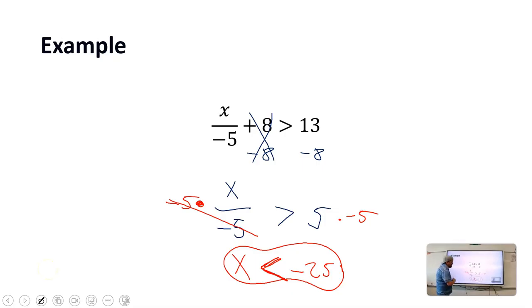So let's go ahead and check to make sure this is correct. x is less than negative 25. So we could do anything smaller than negative 25. Let's just pick a negative 30. And negative 30 divided by negative 5 is 6. 6 plus 8 is 14. And 14 is indeed bigger than 13. So I do have a correct answer. So just remember, multiply or divide by a negative, signs have to be flipped.